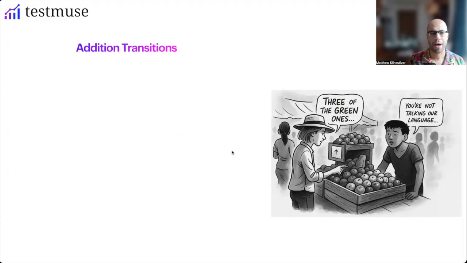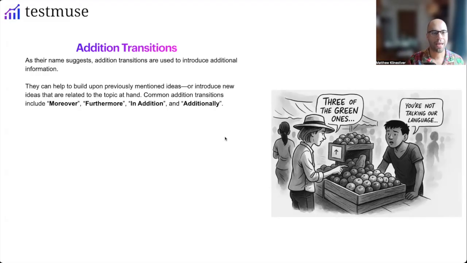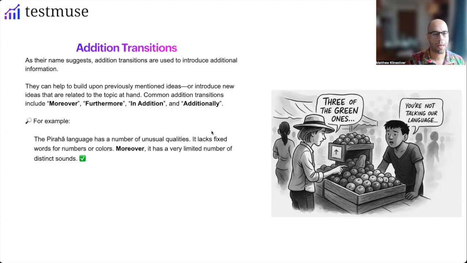So let's talk about addition transitions. These are transitions used to introduce additional information. By the way, this comic will make sense in just a moment. So we're bringing on stuff, and I've already kind of introduced these, like moreover, furthermore, in addition, additionally, right? A lot of these have addition right in the name, so pretty easy to see. And you're introducing information that follows in that same pattern or thread that was already started.